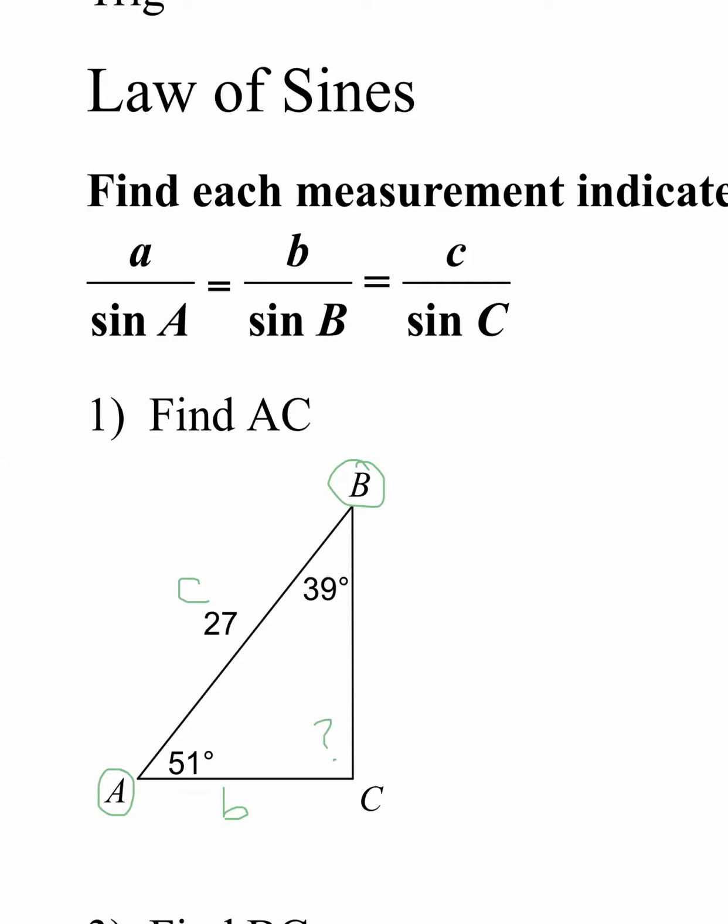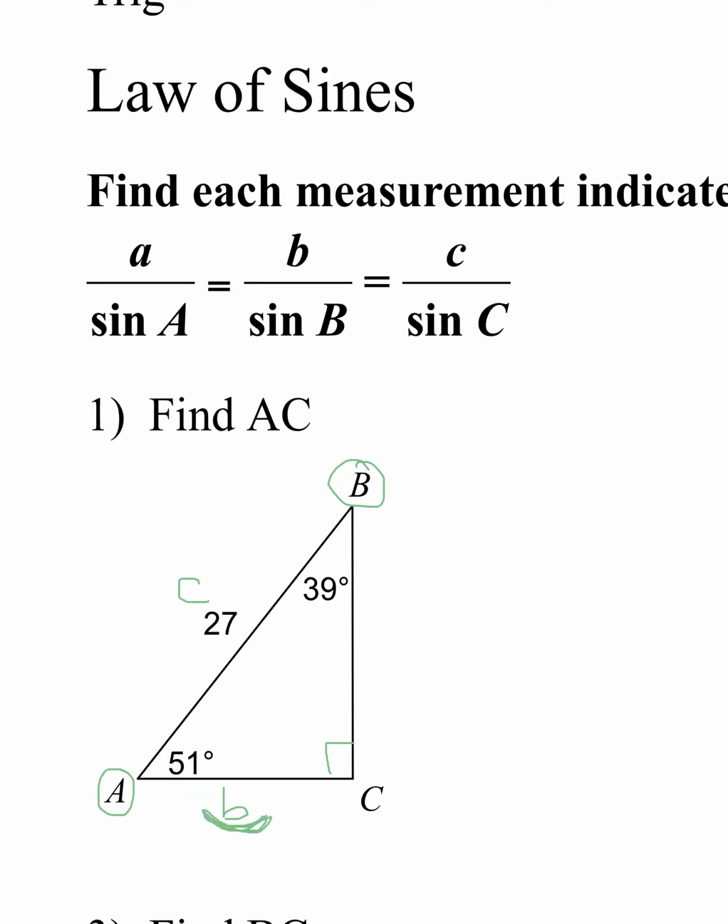Hopefully, you remember that the 3 angles in a triangle always add to 180, so we can very easily find angle C by just subtracting 51 and 39, and lo and behold, it's a 90-degree angle. It won't always be, but in this case it is. So I have a 90-degree angle. So what am I trying to find? AC, right? So I'm really trying to find side B.